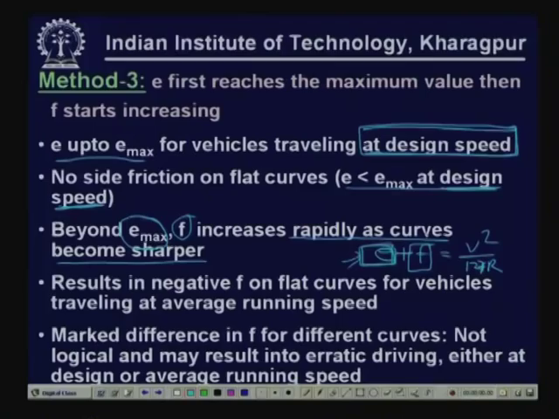This marked difference in F at different curves, flatter curves, tangent portion, sharper curves, this marked difference in F for different curves is not logical and may result in erratic driving either at design or average running speed. That is the disadvantage with method 3. Let us see the distribution, how it looks like.